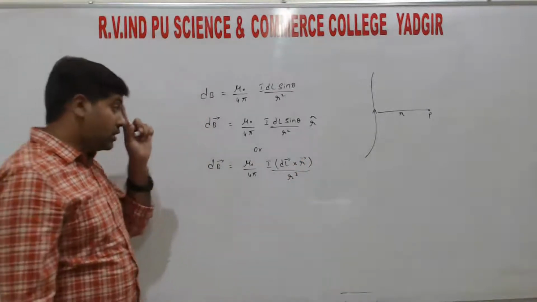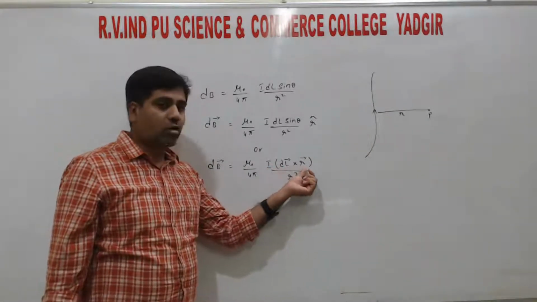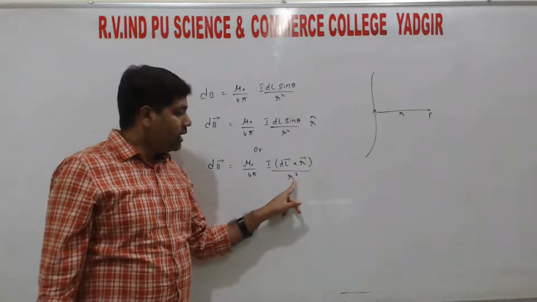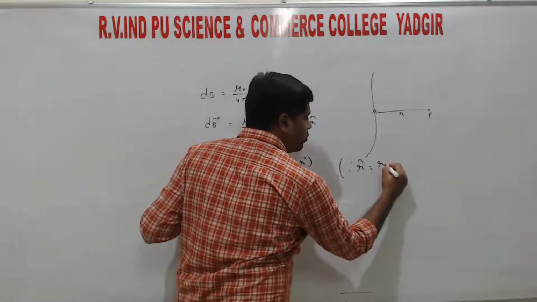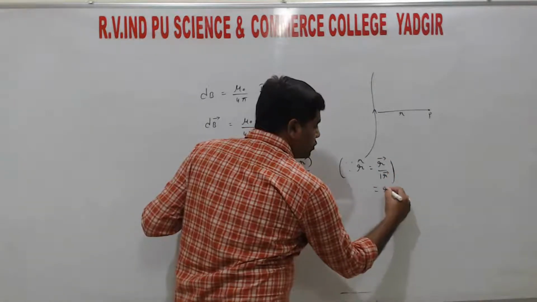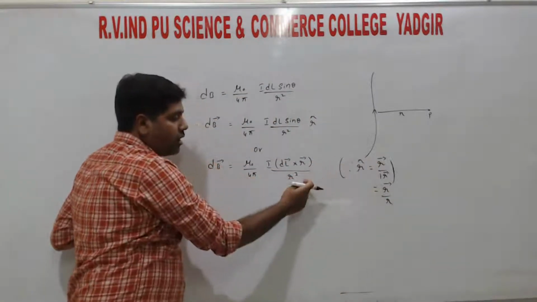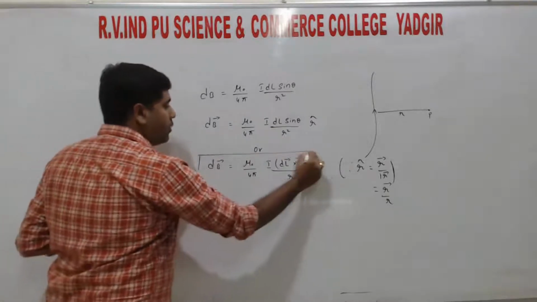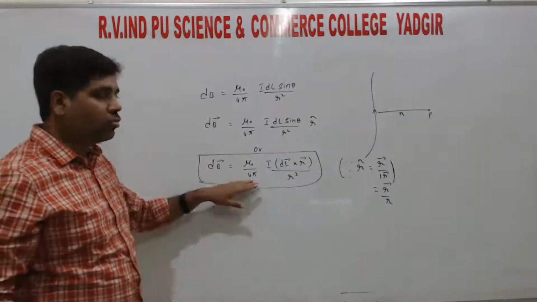So make a small correction. In the last class we wrote I cross dl, so make that I into dl cross r divided by r cube. So in place of r square in the vector form, we will write r cube, because r cap is equal to vector r divided by magnitude of vector r, that is vector r divided by r. So in place of r cap we can write vector r divided by r. So r into r square we get r cube. So this is the vector form for the Biot-Savart's law, right? So make this correction.